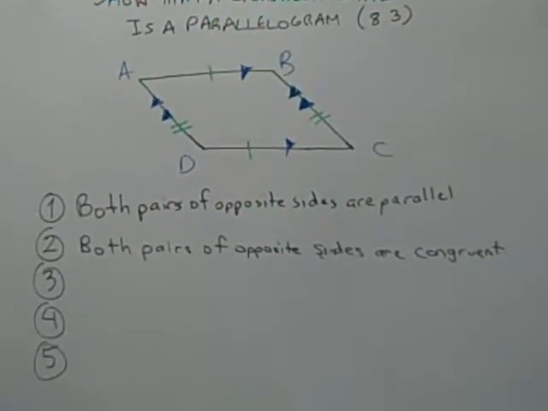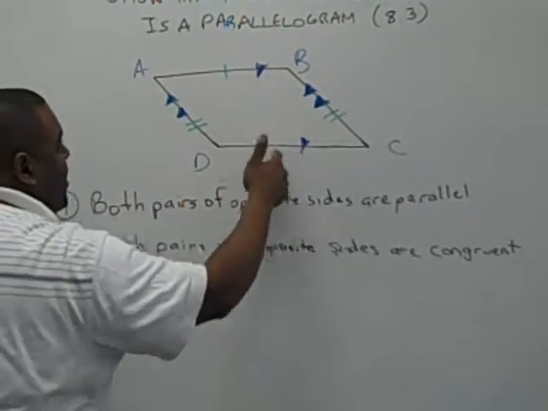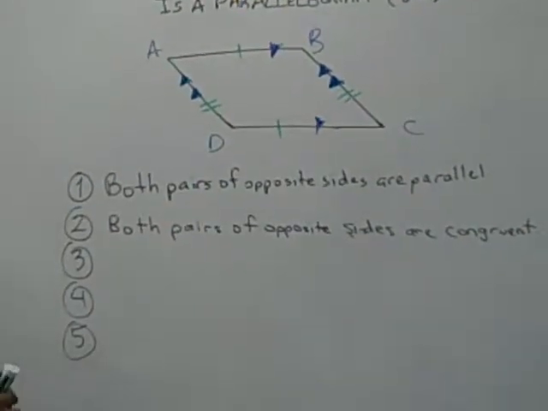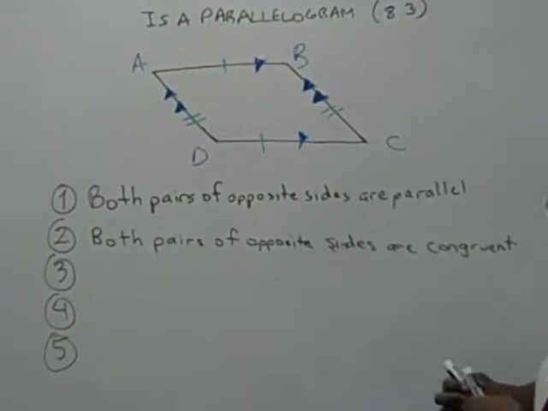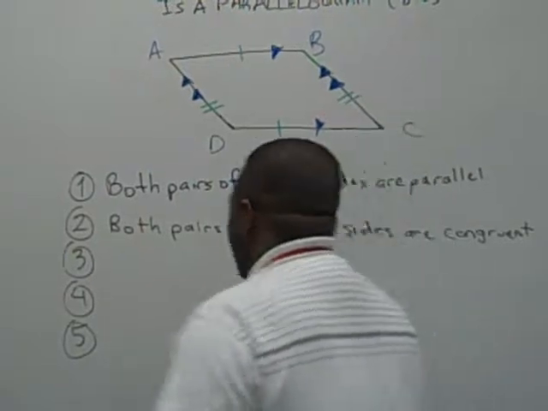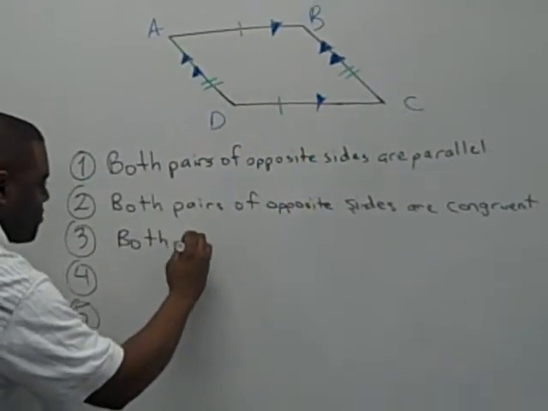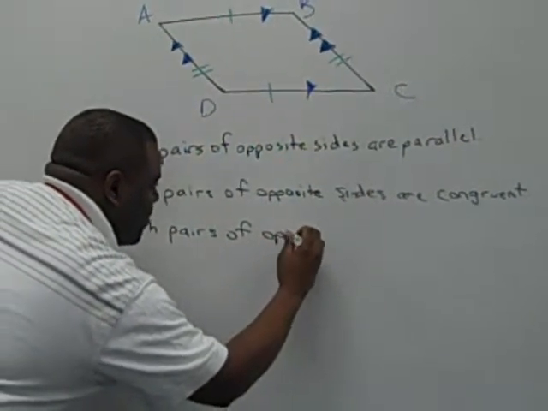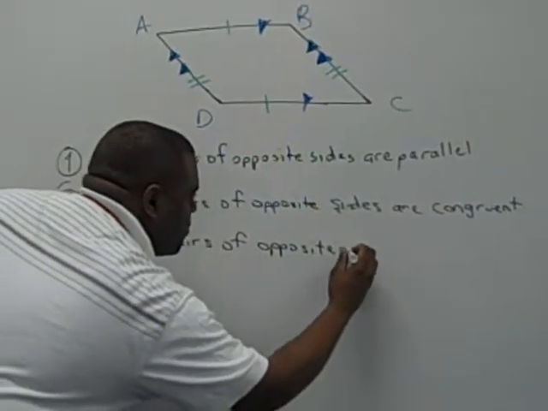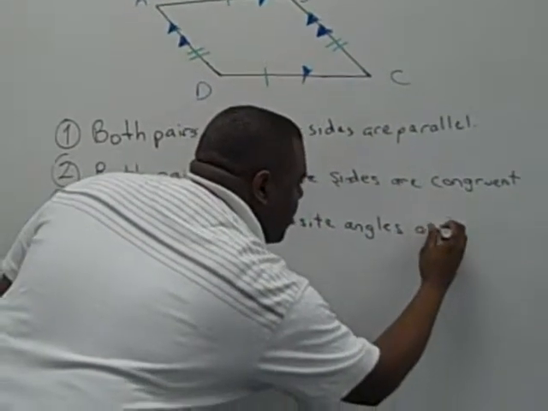We also learned about angles. We learned about the opposite angles, like A and C, B and D. All right? And here's what we have to remember. We have to remember that both pairs of opposite angles are congruent.